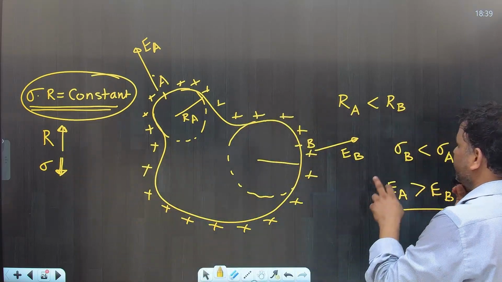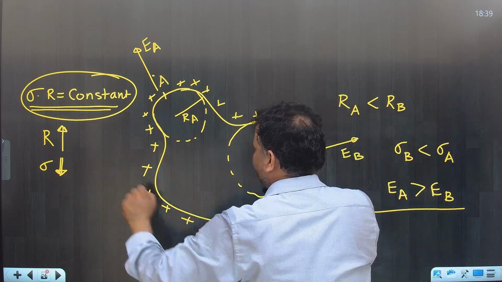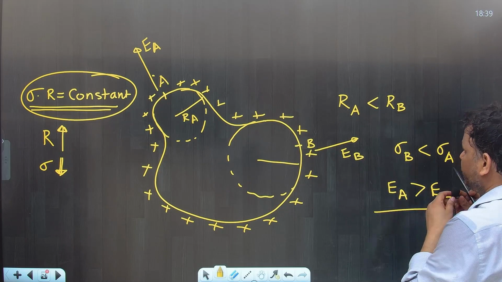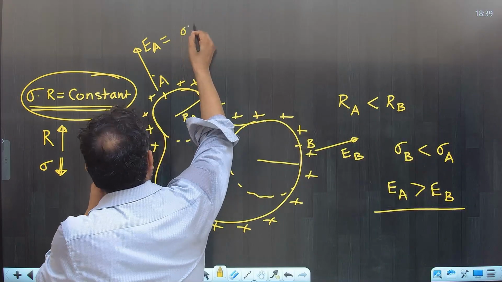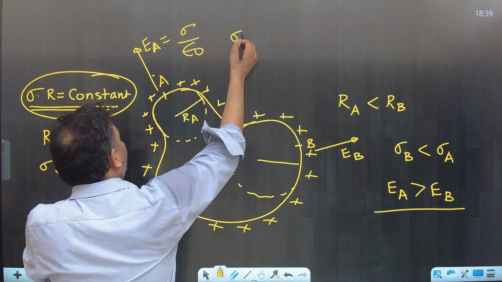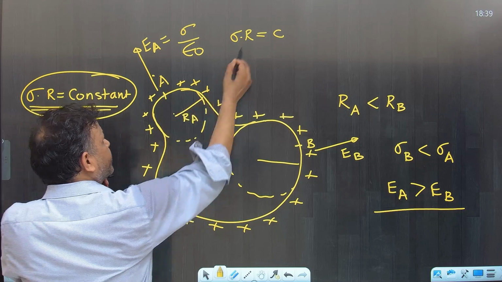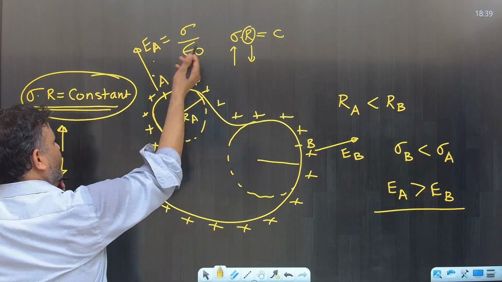So when RB is greater than RA, so obviously R is more, then sigma will be less. Sigma at B will be less than sigma at A. So electric field will be stronger at A because electric field is sigma by epsilon 0, and sigma into R is constant. So at A, R is less, sigma will be more, so electric field will be more.